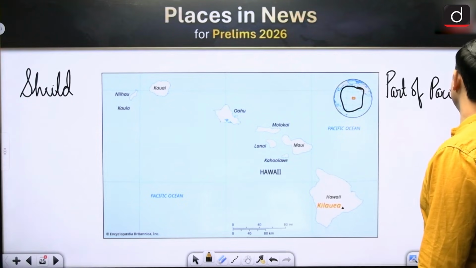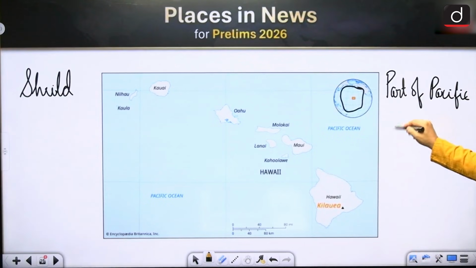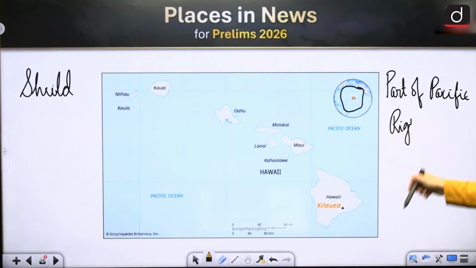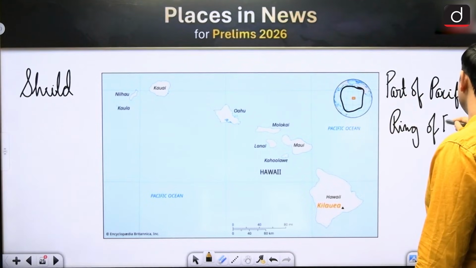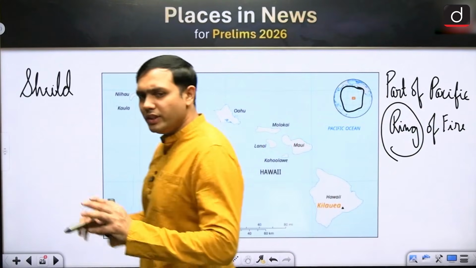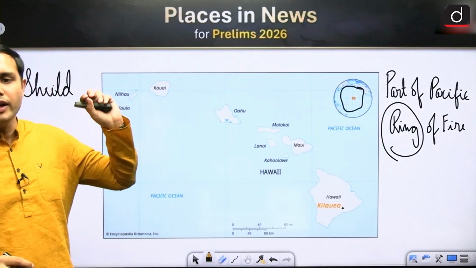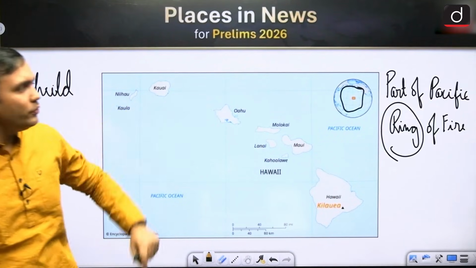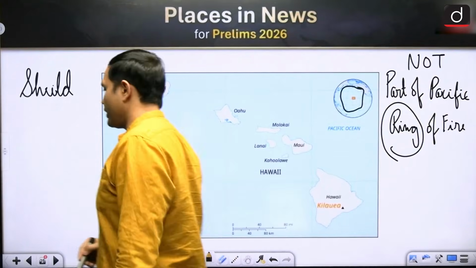Pacific Ring of Fire? Now, if you look at this term itself, Pacific Ring of Fire, it is not on the periphery, right? So it cannot be part of the Pacific Ring of Fire, right? So these are the things that you will have to remember. Okay? These are shield volcanoes, right? These are not part of the Pacific Ring of Fire, right?